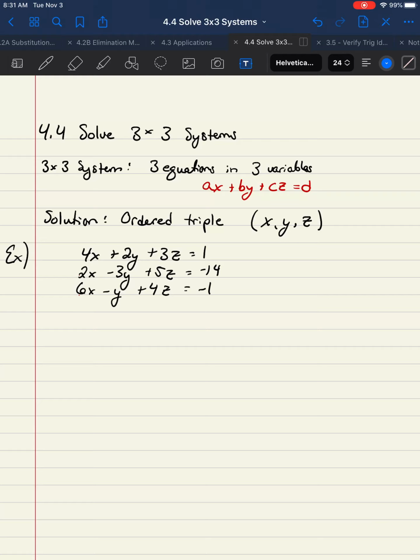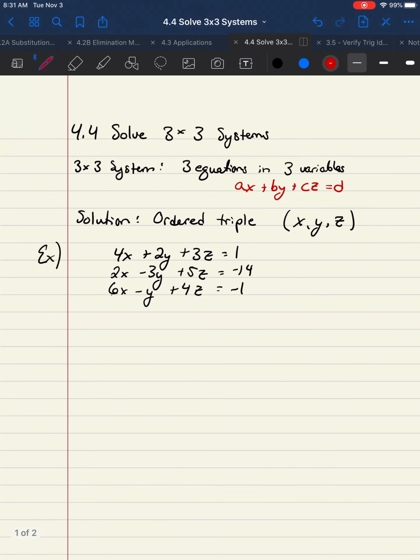Hey guys, today we are going to continue solving systems, but we're going to focus on special ones called 3x3 systems. A 3x3 system is a system that has three equations in three variables. I gave you an example here in red, or you can just look at the first actual example. I've got three separate equations. They all have three variables, x, y, and z.